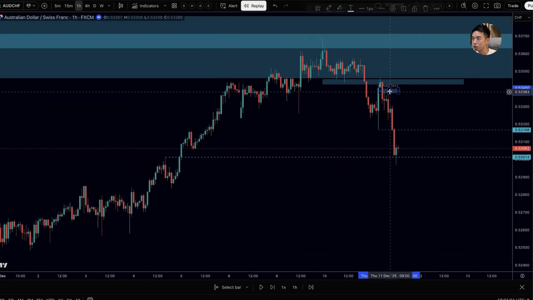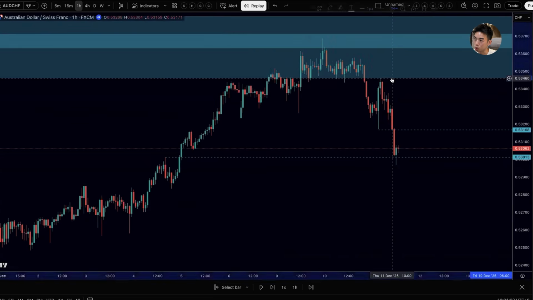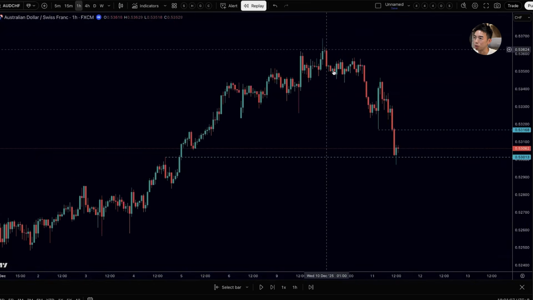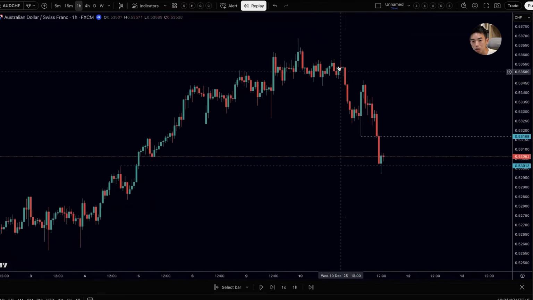Now we have established that we are moving down and sort of forming a new downtrend at this juncture right here, right? This is the beginning of the downtrend. And just look at the pushes towards the downside, the pullback, and the next continuous push towards the downside right here.